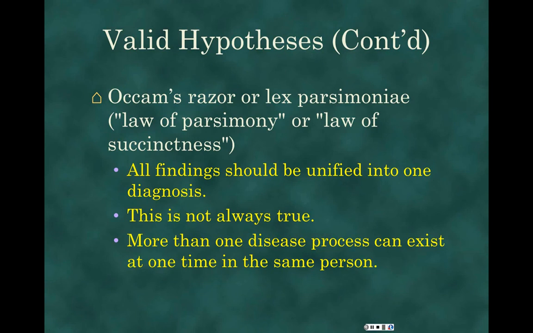Remember Occam's razor, the law of parsimony, or the law of succinctness. All your findings should be unified into one diagnosis. This is not always true, because your patient may actually have more than one disease process going on at the same time.